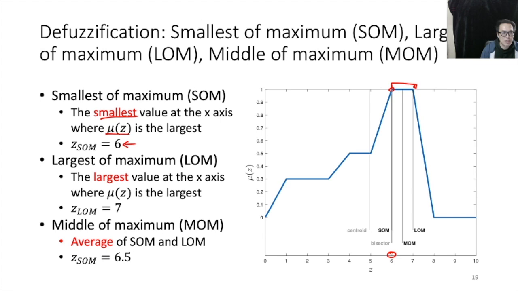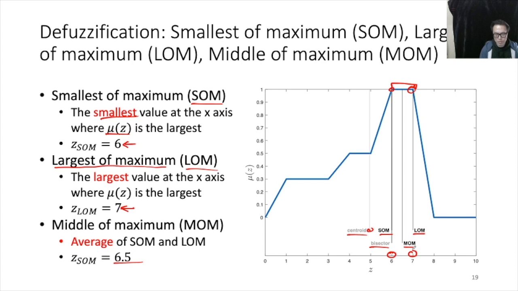ZSOM is 6. And now when we talk about the largest of maximum, we do the same thing: identify where we have the largest value of mu, and in this range, we pick the largest x value. So it gives you 7, because we are looking for this point, the x value that is the largest. And then the middle of them, MOM, is to take the average of SOM and LOM. For this example, this is the centroid after the diversification, that is this point. And when we do SOM, MOM, LOM, bisector, we have different values after diversification. So which one is the best? I think it depends on the application as well as the computational power of your machine.